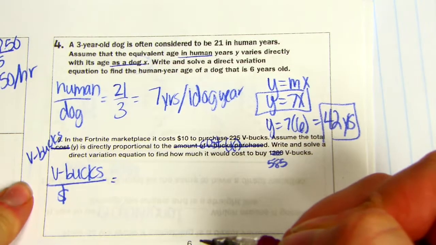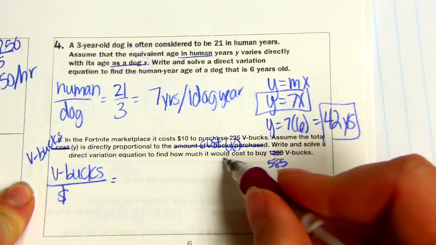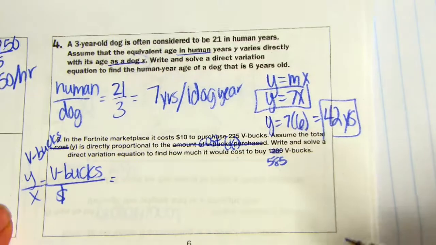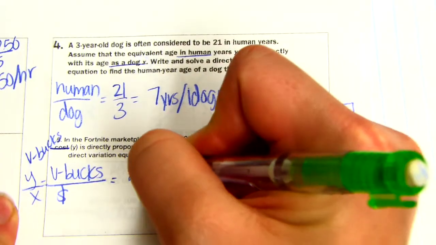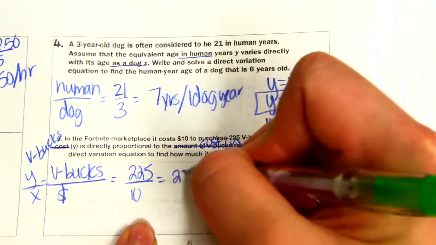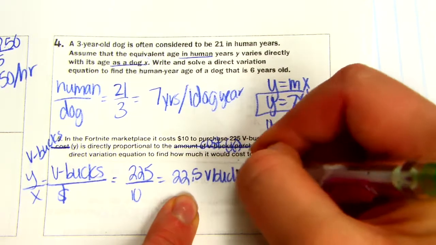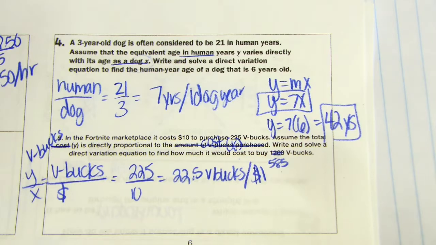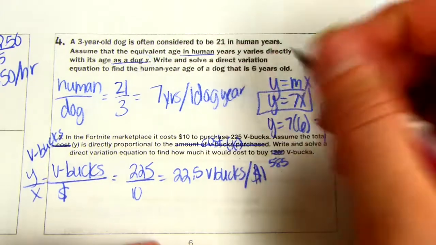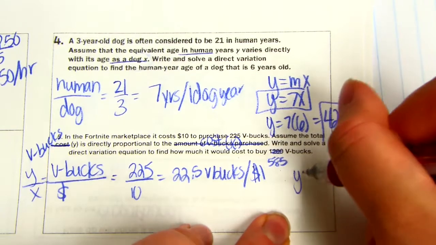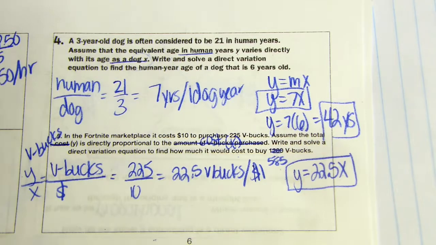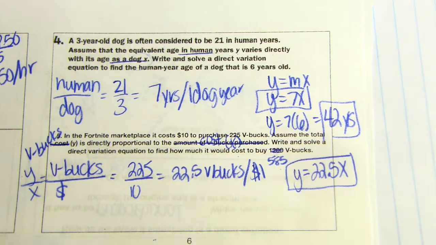And then it says write and solve a direct variation equation to find out how much it would cost to buy 585 V-Bucks. So this is our y over x. So the V-Bucks are 225 divided by the $10. That will give me 22.5 V-Bucks per $1. So for $1 I can get 22.5 V-Bucks. So our direct variation equation in y equals mx form, I'm going to set it over here, y equals 22.5x. There's our equation.